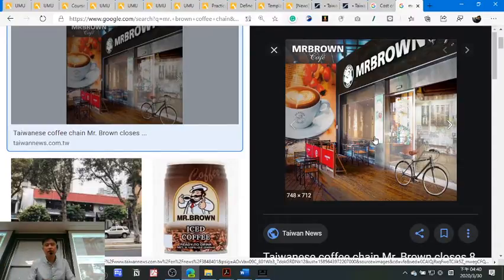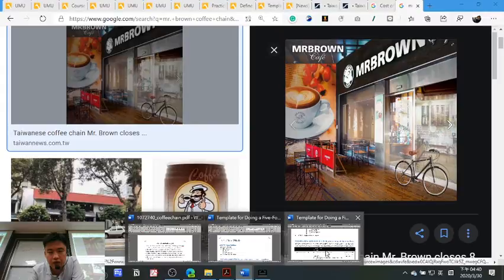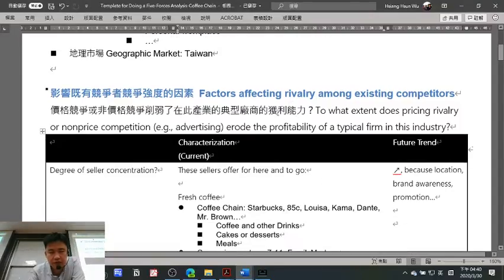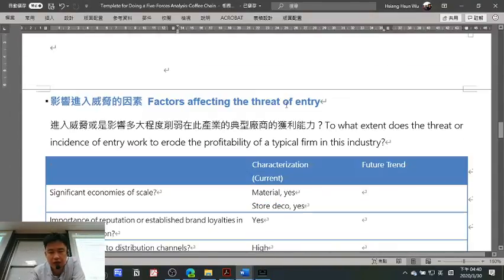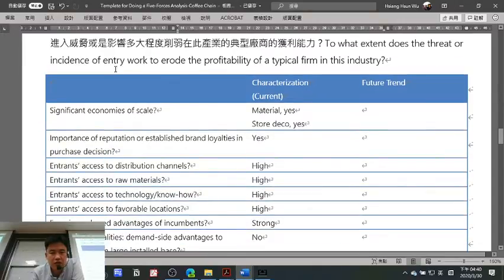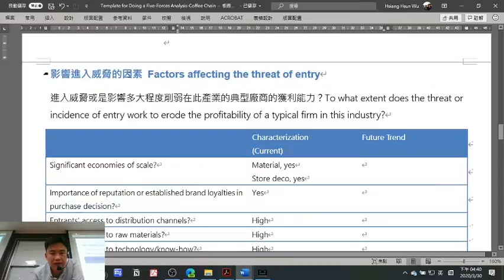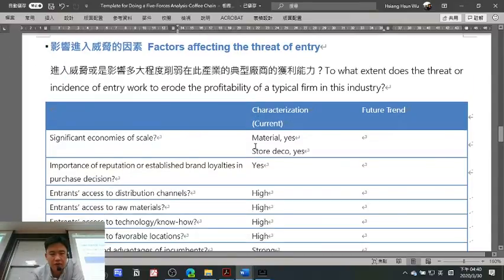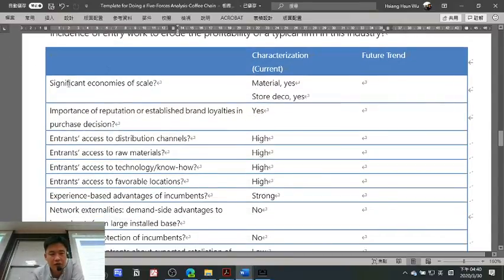Alright, so after checking this, you give it a conclusion. You must have the conclusion after you analyze all of this. And of course, you have to check others like entry barrier. You want to know whether this industry has some entry barrier.